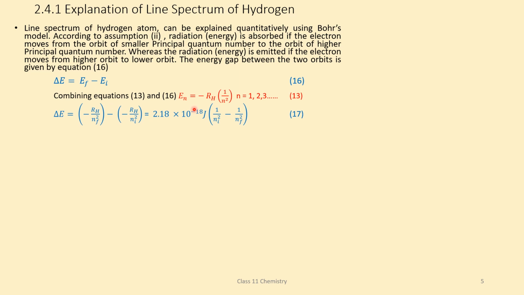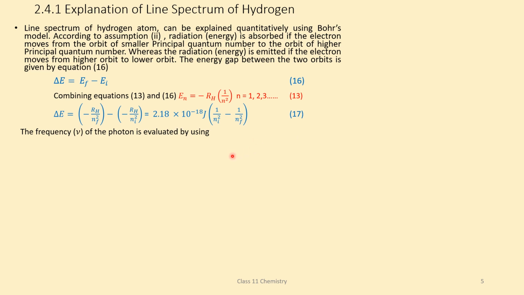So substituting the value of E n from equation 13 for E f and E i and simplifying, we get delta E is equal to E f minus E i equals 2.18 into 10 to the power of minus 18 joules into 1 over n i square minus 1 over n f square. Let it be equation 17.